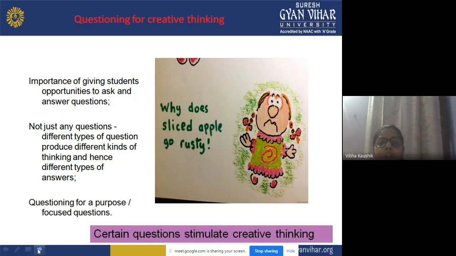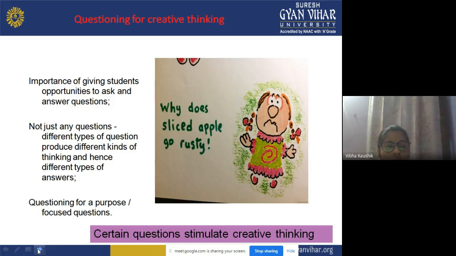Now, questioning for creative thinking. The importance of giving students opportunities to ask means the students are free to ask questions in the teaching learning process. Opportunities to ask and answer questions. Now, you have to make your teaching learning process flexible. In that flexible mode of teaching, you will give importance to the students so that they can ask questions and give answers to the questions, and in this way you will be able to develop creative thinking among the students.